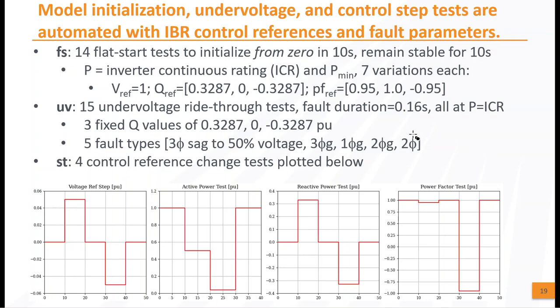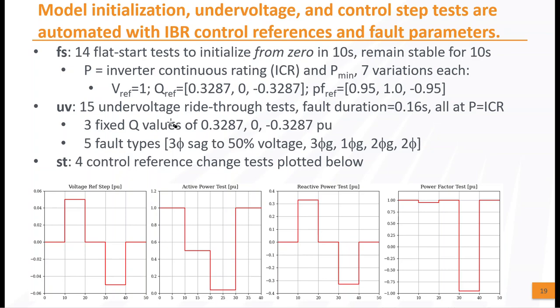So there are 7 variations we can do. 7 variations of control. So we have the voltage control mode at 1 per unit. We have leading and lagging reactive power, fixed Q mode. And we also have power factor control mode at 0.95 and minus 0.95. We do this at two different power levels. You can think of this as Pmax, the inverter continuous current rating, and also a Pmin. In our examples, in one case Pmin is 0, in the other case it's 0.04 per unit, but 2 times 7 is 14, so 14 variations of the model initialization test.